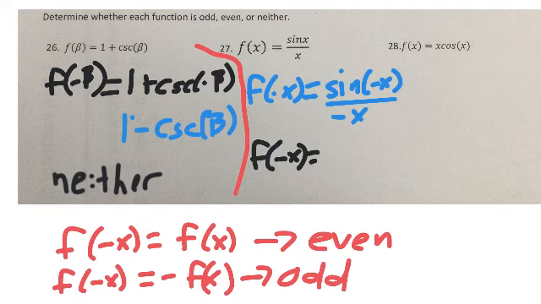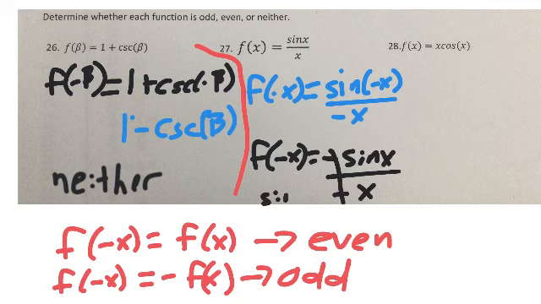Now the negative on the inside for sine comes out front as a negative. So it's going to be negative sine x over negative x. Well, now I have a negative divided by a negative, which is a positive. So that just leaves me with sine of x over x. When I plugged in negatives, I got back exactly what I started with. So that is an even function. So I could say 27 is even.